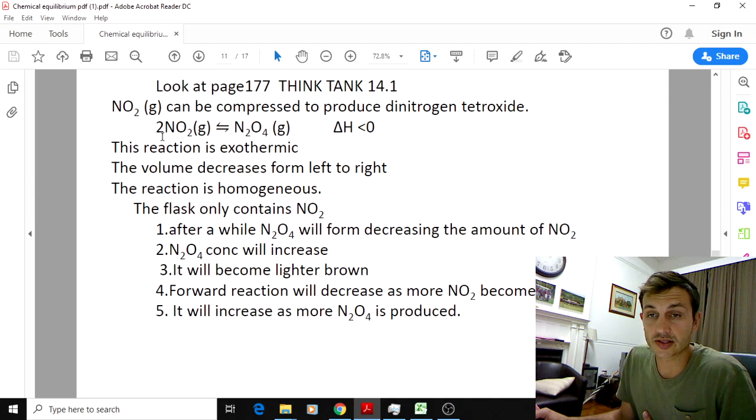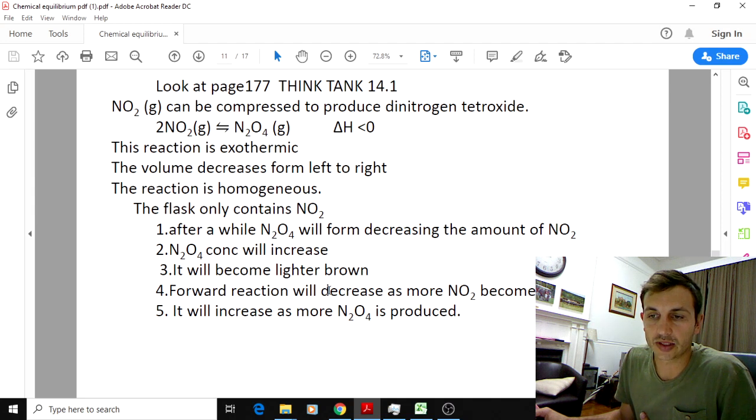What will also happen is you will see that this brown color will become more and more colorless, but it won't be completely gone, because at equilibrium there will still be some nitrogen dioxide being produced. So there will be a lighter brown in the flask, not dark brown.